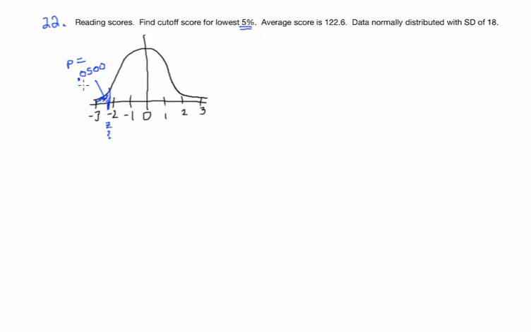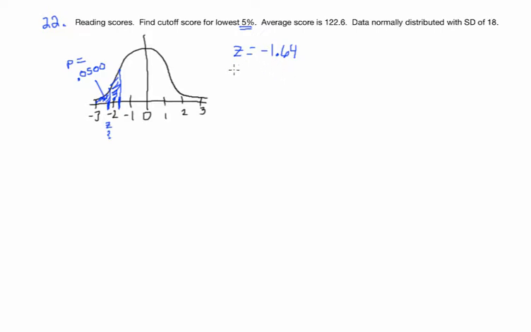When you look, you might find that there's not one that gives you exactly 0.0500, so you might have to look for the closest one. I found that the z-score that gives me this is about negative 1.64. Actually, it's between negative 1.64 and 1.65. I'll just go with 1.64. So my z-score is about in here. This z-score right here, negative 1.64, gives me that area.